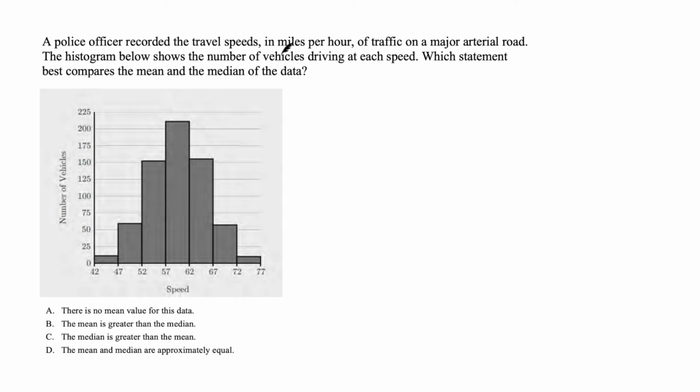The histogram below shows the number of vehicles driving at each speed. Which statement best compares the mean and the median of the data? You can clearly see that it's a symmetrical graph and it is unimodal as well. It has only one peak, and when the graph is symmetrical with one peak, the mean, mode and the median are all equal.